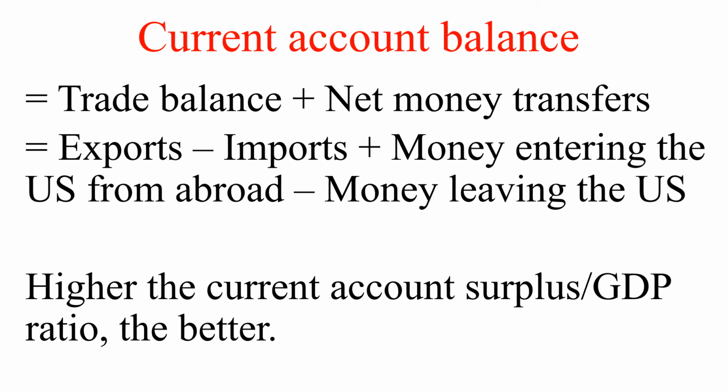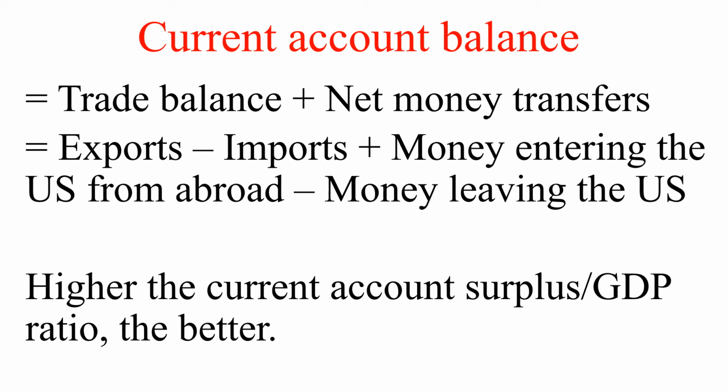Another term we need to be familiar with is the so-called current account balance. This is something that we hear in the news every now and then, current account. And this is simply the sum total of the trade balance and the net money transfers into a country, so the two things that we discussed so far. Trade balance is the difference between exports and imports, and net money transfers are the difference between money entering into the U.S. from abroad minus the money leaving the U.S. for any reason.